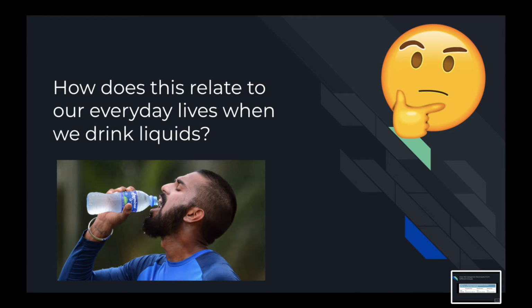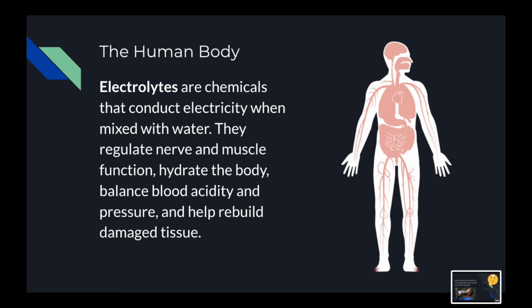So how does this relate to our everyday lives when we drink liquids? There's a big reason why it relates to why we drink liquids and how we exercise our body and how it works. So, next slide. In the human body, electrolytes are chemicals that conduct electricity when mixed with water. They regulate nerve and muscle function, hydrate the body, balance blood acidity and pressure, and help rebuild damaged tissue. What that basically means is that when we exercise, our body uses up these electrolytes really fast. Our bodies need to be replenished with liquids and electrolytes to sustain themselves.